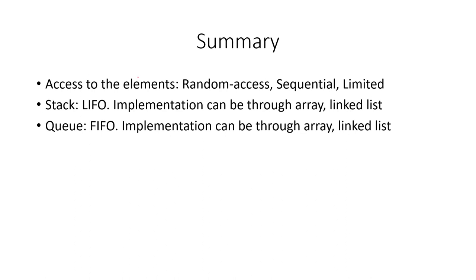We have three types of access to the elements so far. The first one is random access, which is an array. In an array, all you need is just the index of the element, and you can independently get any element from the array. Then you have sequential, which is a linked list. In a linked list, you go one by one in order to get some element. And limited, in which you need to remove one element in order to get another.